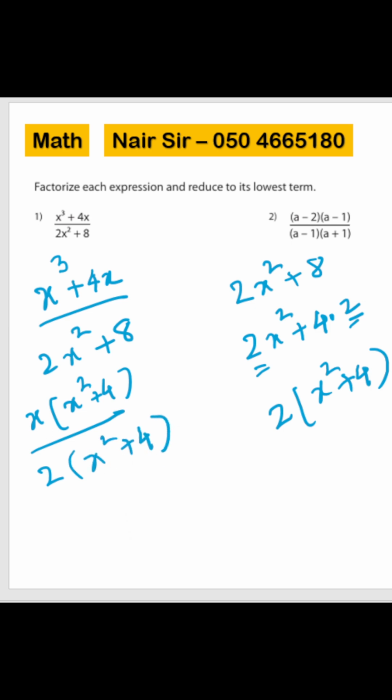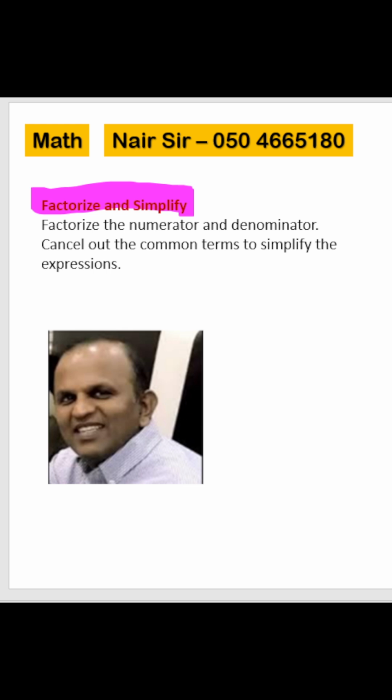Now can you see one thing, that x square plus 4 is common? I am cancelling this out. What is my answer? x upon 2. What is it that I am doing? I am factorizing, and what am I doing? I am simplifying. Look at this, the word simplify.